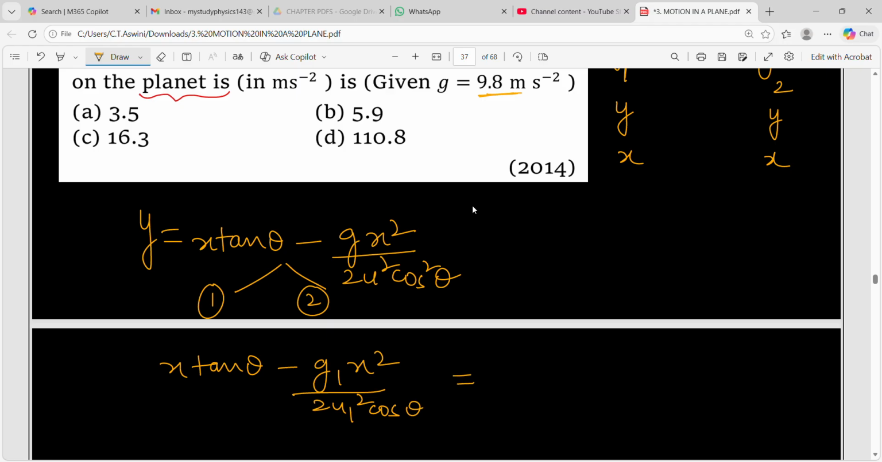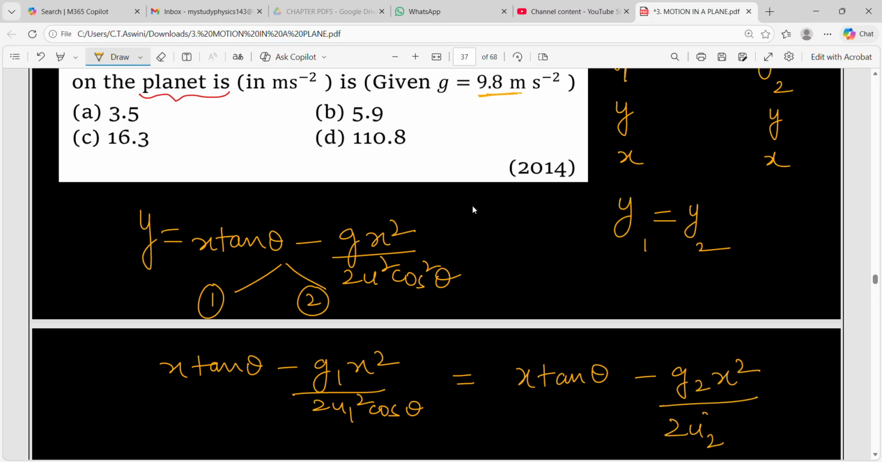I'm not writing x1 here. Why? Because the x values are the same for both the projectiles, and the y values are also the same. So we are equating y of the first projectile with y of the second projectile because they are equal. Similarly, if you write the equation of trajectory for the second particle, what will you get? x tan theta minus g2 x square by 2 u2 square cos square theta. I'm not writing theta 1, theta 2, because it is the same for both the projectiles.